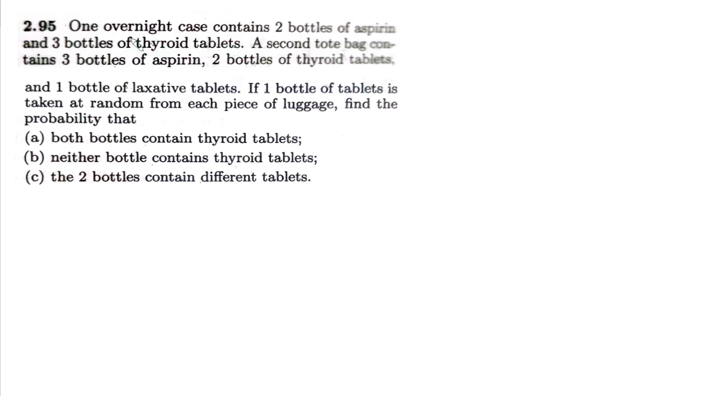Okay, so the first case basically consists of 2 bottles of aspirin and 3 bottles of thyroid. The second tote bag contains 3 bottles of aspirin, 2 bottles of thyroid tablets, and 1 bottle of laxative tablets. So these are basically the 2 bags which are composed of these bottles of tablets. If 1 bottle of tablet is taken at random from each piece of luggage, find the probability that.